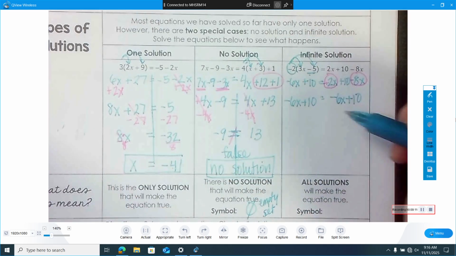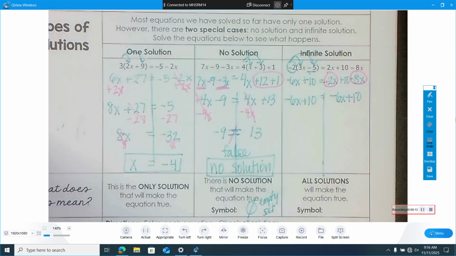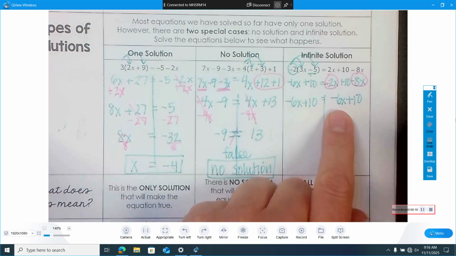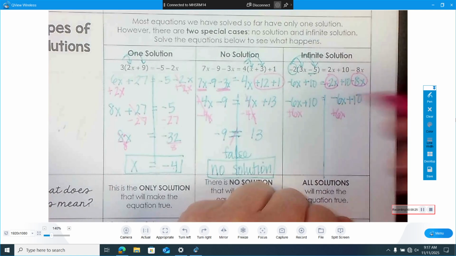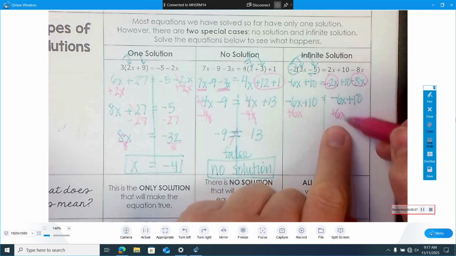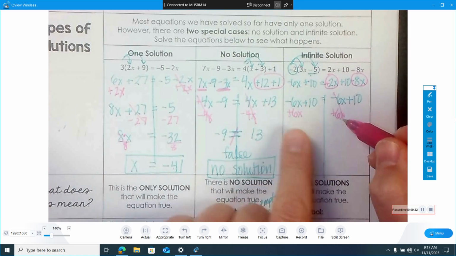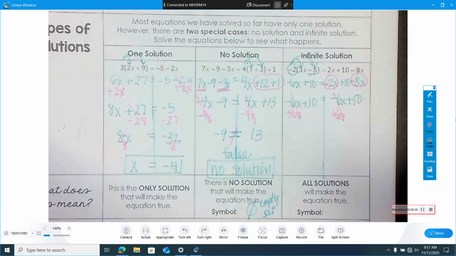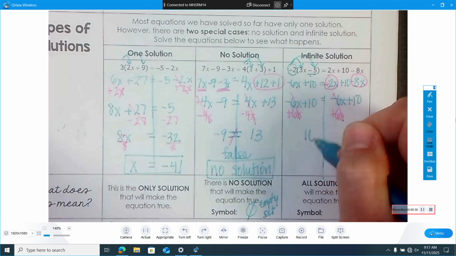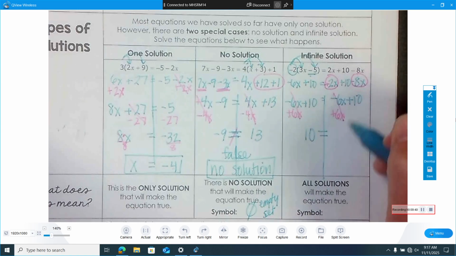Okay, so now we've cleaned it up, and my alliteration from yesterday is letters to the left. So letters to the left, we're going to take what's on the right. How do I move that? You would add 6x to both sides. Negative 6x and positive 6x does what? 0, cancels out. And over on the left side, it also cancels out. Well, that's interesting. And I'm left with 10 is equal to 10.